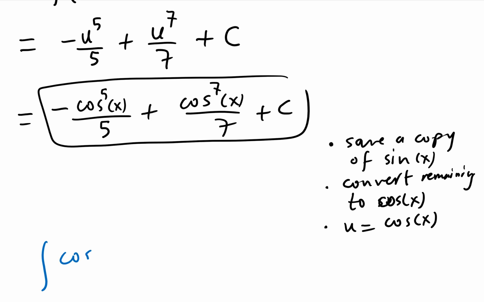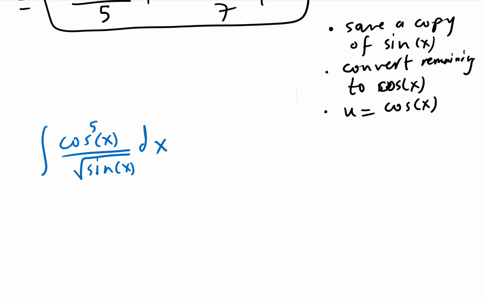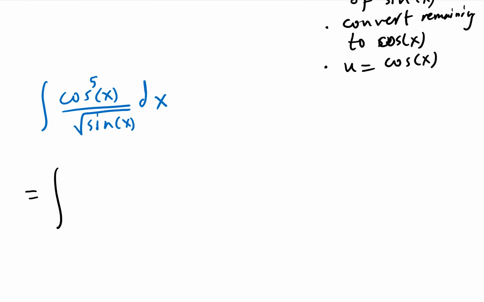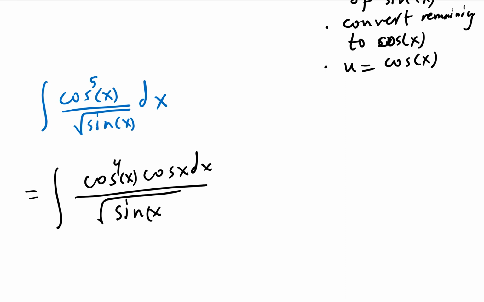We can write another problem, cosine to the fifth x over the square root of sine x dx. Good to try this one. So here I see the cosine has an odd power. Maybe I want to save a copy of cosine, and I'll leave cosine to the fourth x and keep the sine as is.